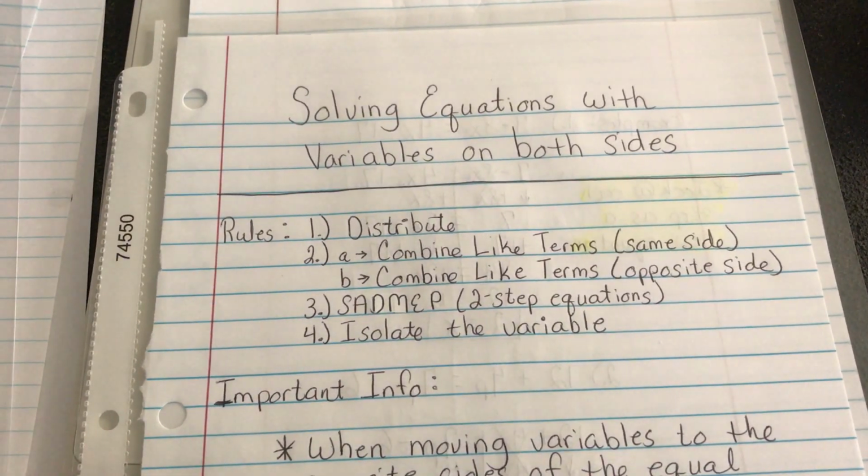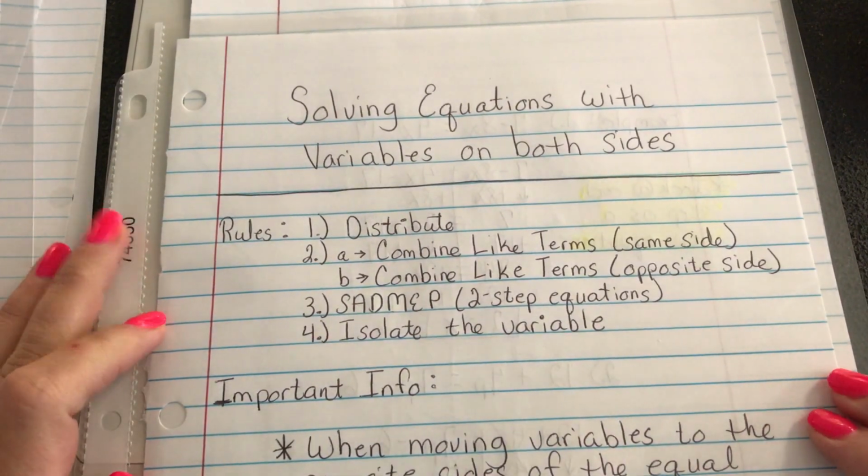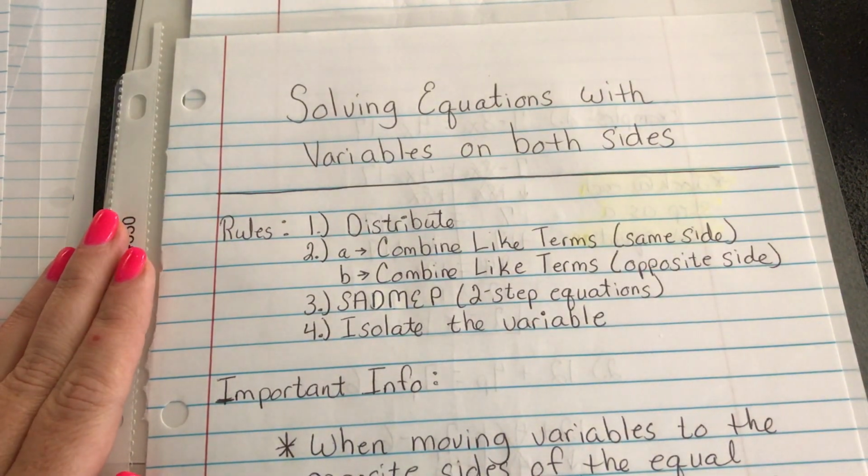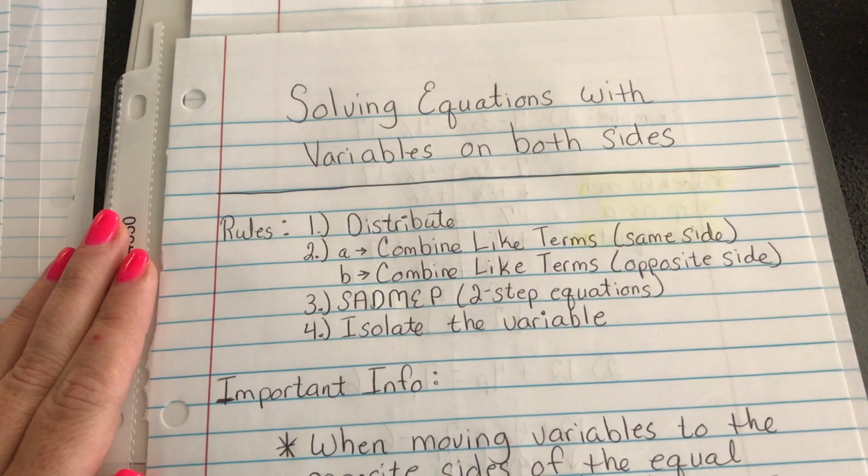This tutorial is over solving equations with variables on both sides. So the rules are, first you have to distribute, you have to combine like terms on the same side, and then we're going to combine like terms on the opposite side. Then you should have a two-step equation at that point, and then we're going to isolate the variable.